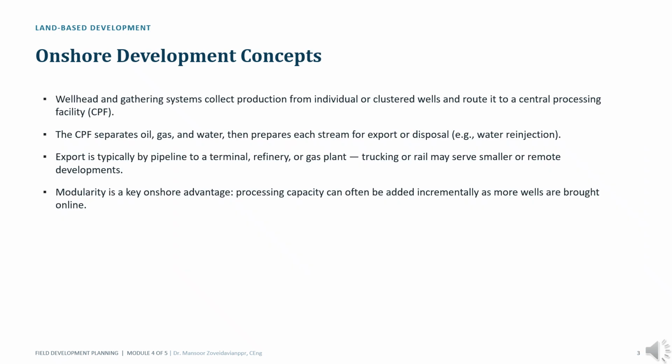Onshore development concepts are generally simpler than offshore concepts. Production from individual wells is gathered through flowlines and transported to a central processing facility, or CPF. The CPF separates the oil, gas, and water streams before preparing them for export or disposal. Export is typically through pipelines, although trucking or rail may be used for smaller developments. One of the biggest advantages of onshore development is modularity. Additional processing capacity can often be added as production grows, allowing operators to expand facilities progressively rather than committing all capacity upfront. This flexibility is one reason onshore projects are often considered more forgiving than offshore developments.